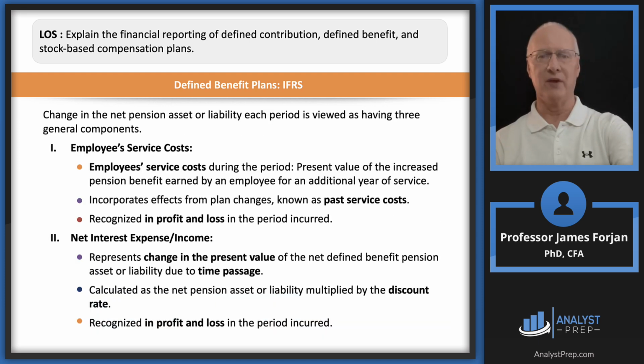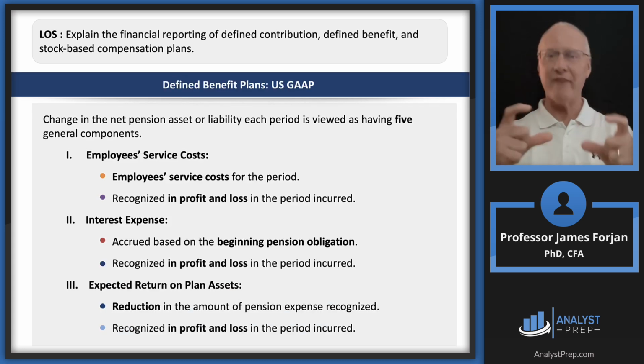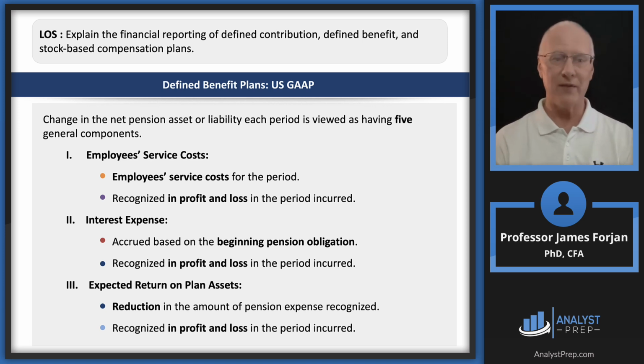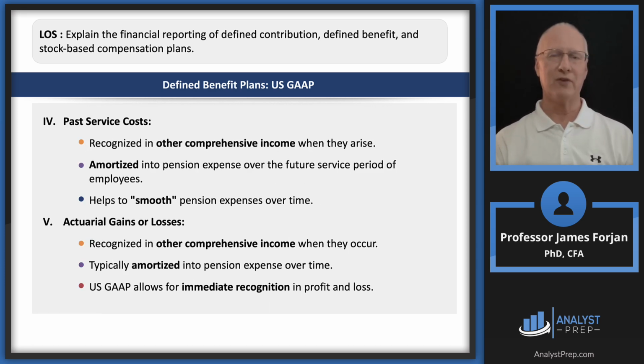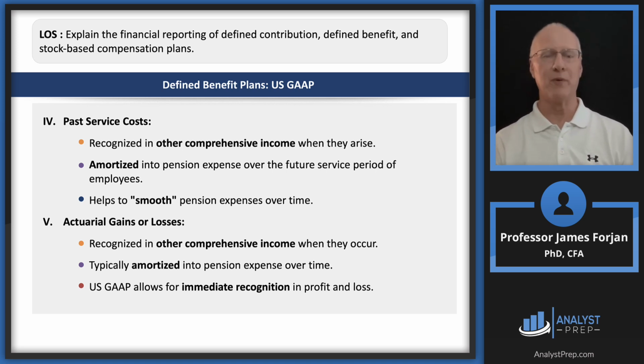So think about these international rules, and then the Institute could give you a question right afterwards and say, here's a firm that operates in the United States, and it has similar stuff. So what do we do about the service costs, the interest expense? And you can see some of the differences here. But with US GAAP, you've got to also worry about past service costs and actuarial gains and losses. So they show up in that thing called other comprehensive income.